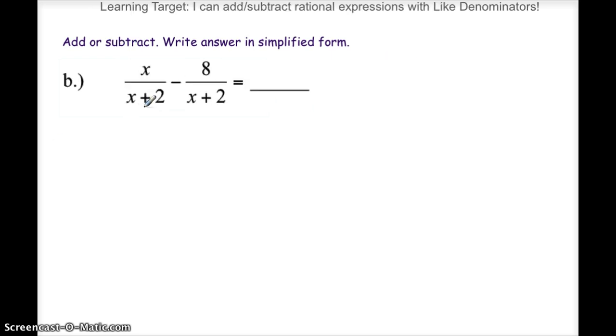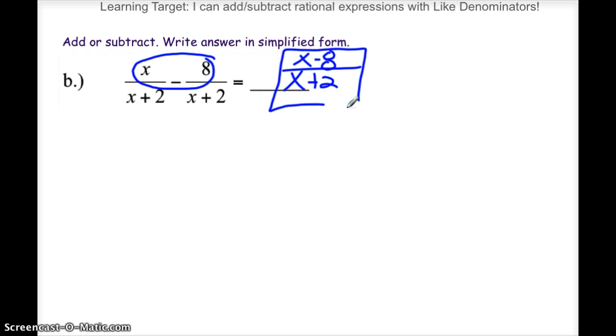Cool beans. Now this example, there's a little bit more going on, but the denominators are both x plus 2. So I can just subtract across the top, and I would simply have x minus 8. Now remember, we can't cross these x's out, because these x's are married. They've got plus or minus some number. So those x's are off limits, okay? So that would be my simplified answer.